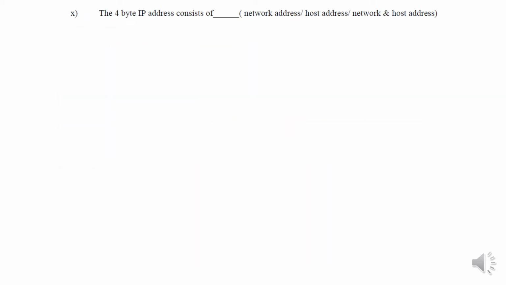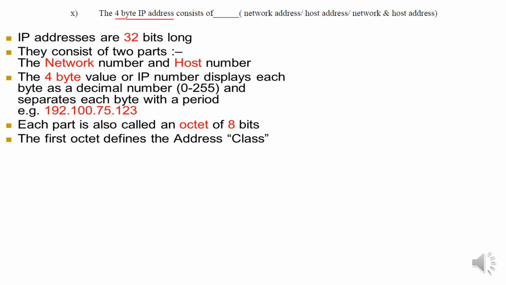Now the next question. The 4 byte IP address consists of network address, host address, or network and host address. Before answering this question, we first need to know what a 4 byte IP address is. IP is Internet Protocol. IP addresses are 32 bits long, that is 4 bytes. They consist of two parts. One part is called the network number or net ID, another part is called the host ID or host number.